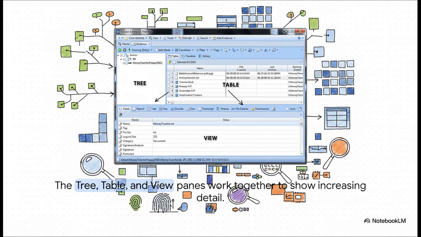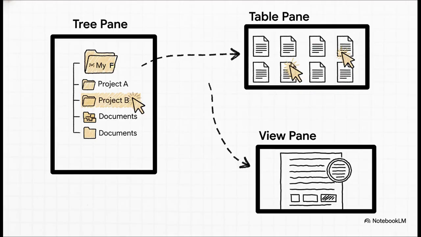Let me introduce you to the stars of the show, the tree pane, the table pane, and the view pane. Each one gives you a deeper, more detailed look than the one before. It's the super logical flow from the big picture down to the nitty-gritty. So how's it work? It's pretty simple, actually. The tree pane on the left is your high-level overview. Think of it like the folders on your computer.